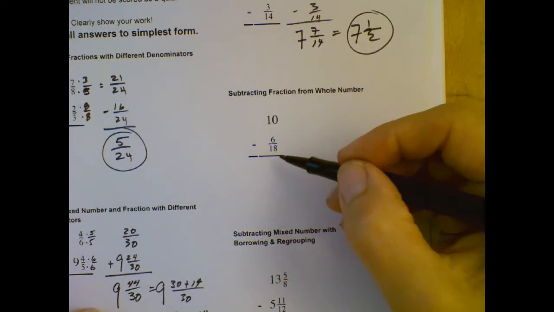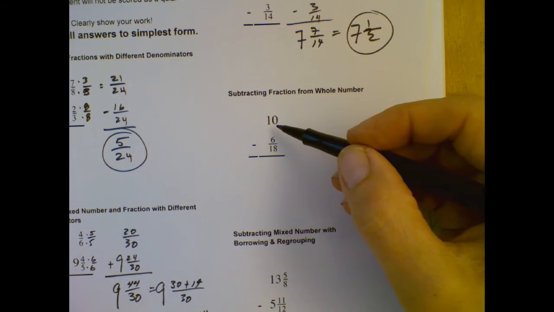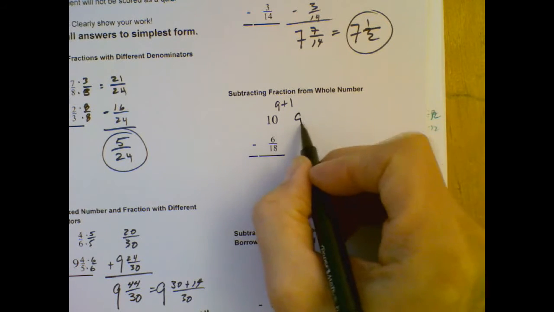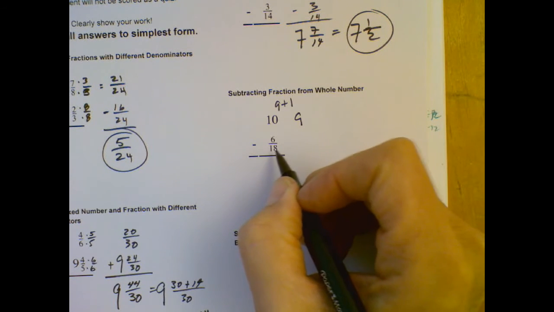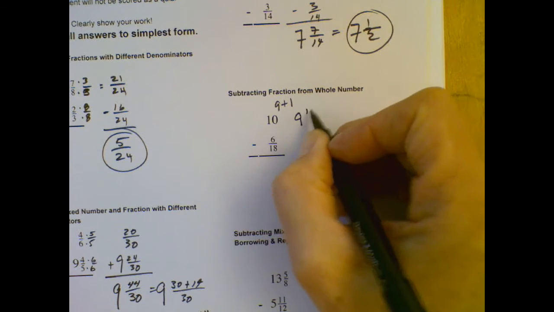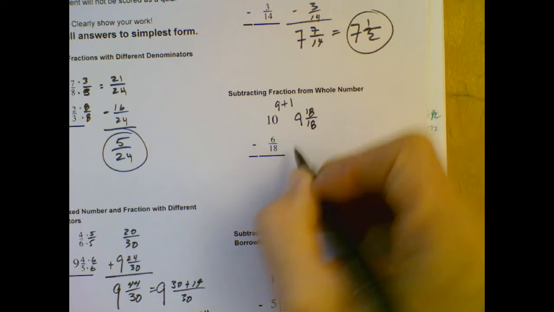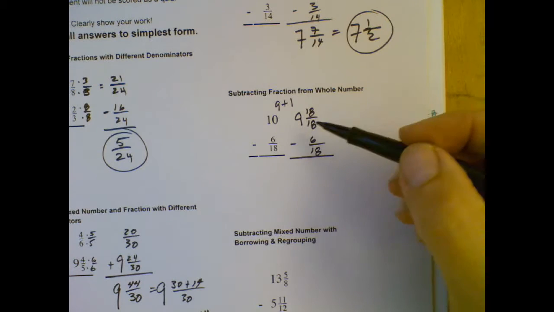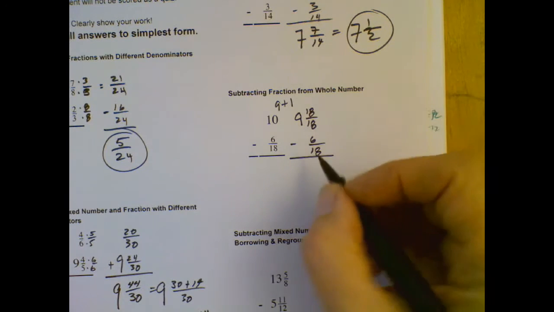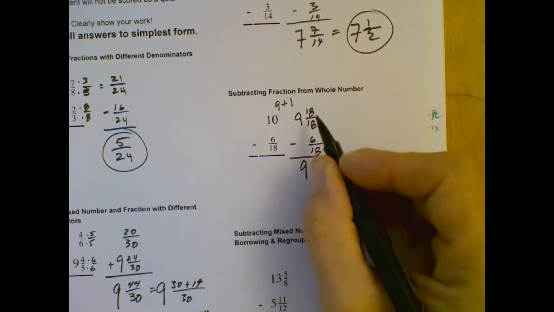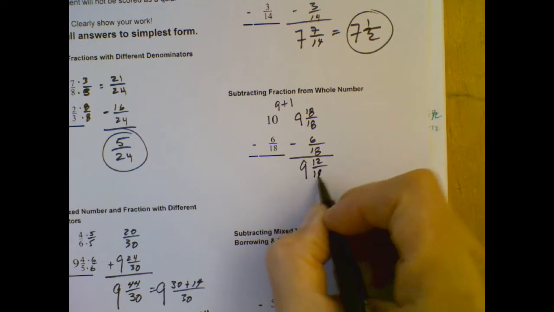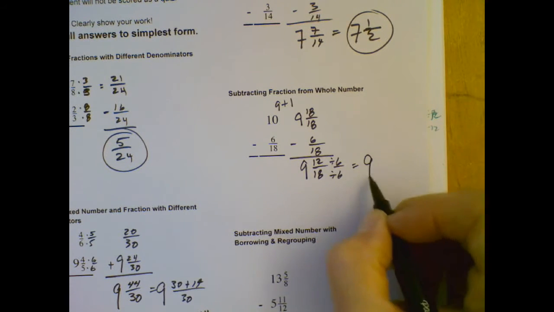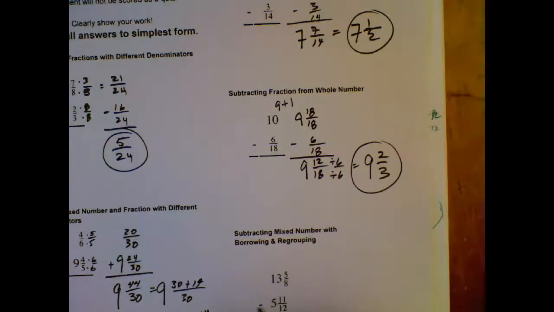Now I have a whole number minus a fraction, and I have no 18ths here, so I'm going to have to borrow from the 10. So 10 is the same as 9 plus 1, and so I have 9. I'm going to rewrite the 1 in terms of this denominator. So 10 is the same as 9 and 18/18 minus 6/18. When I do that, I can take 6 away from 18, so I have 9 and 12/18. I can divide both of these by 6, can't I? That's a common factor. So I have 9 and 2/3.